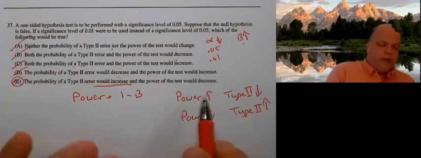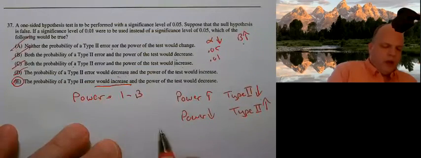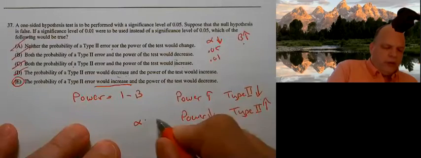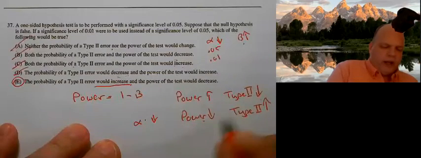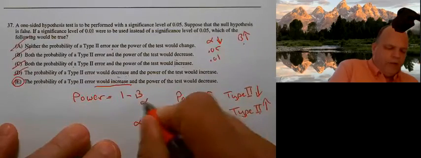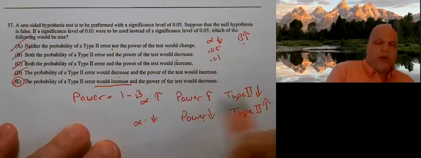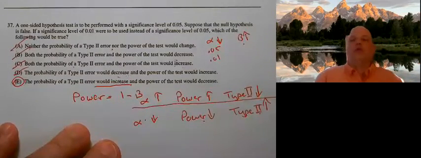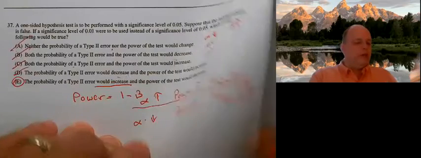And we can also put this in front of this as well. As alpha goes down, power goes down, type 2 goes up. As alpha goes up, power goes up, and type 2 goes down. All right, so you have these basic 2 groups. You need to learn those, please.